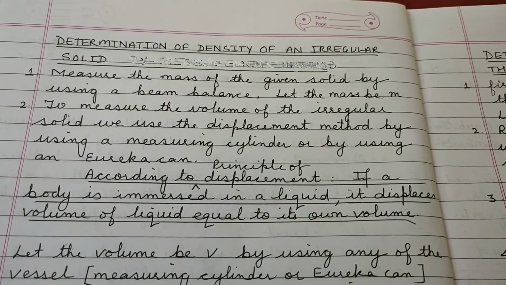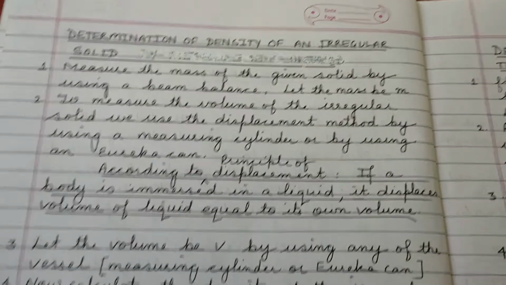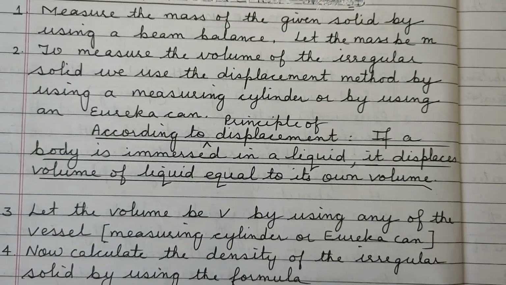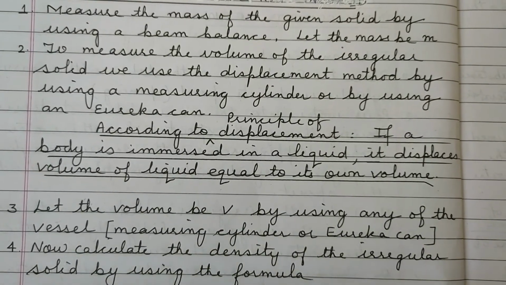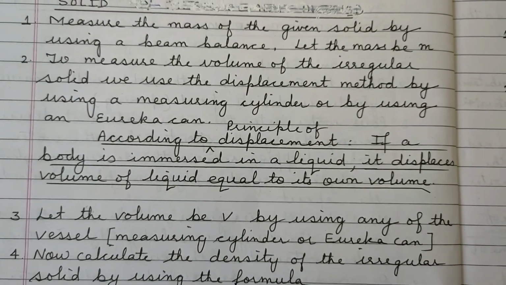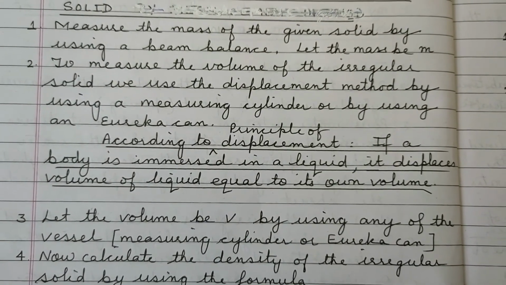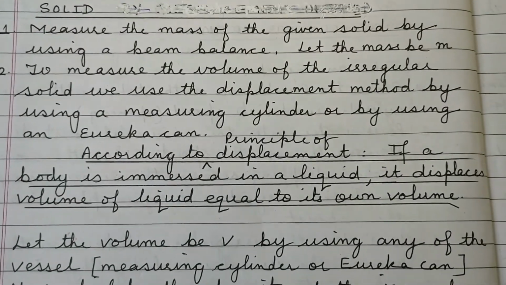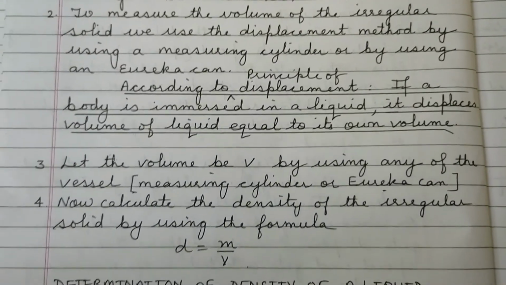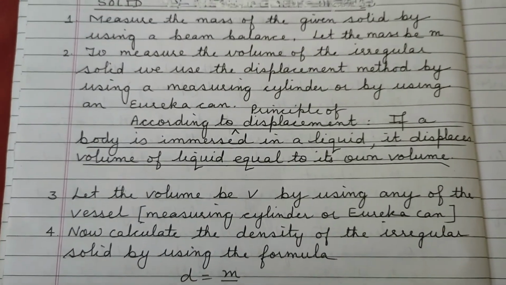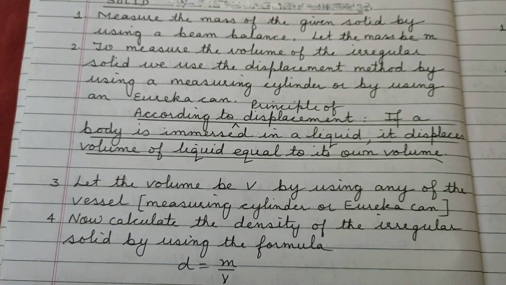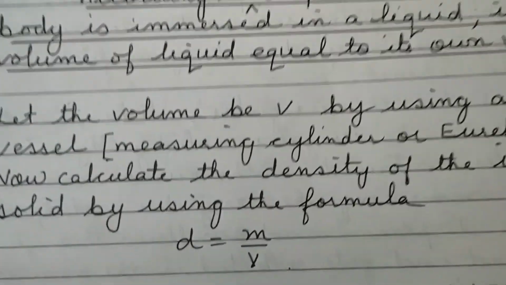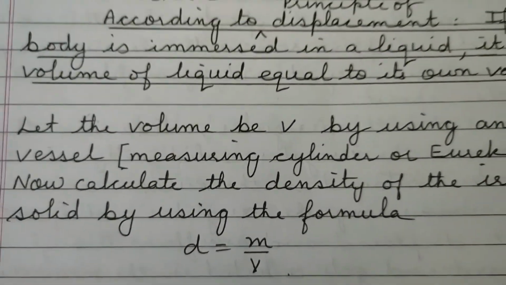Now to determine the density of an irregular solid, we'll first of all measure the mass of the irregular solid by using a beam balance. Let the mass be m. The volume we are going to measure by using either the measuring cylinder or the Eureka can, by making use of the principle of displacement. Let's suppose the volume is V. Now, knowing the mass and volume of the irregular solid, we'll use the formula D is equal to m by V, and we can find out the density of the irregular solid.